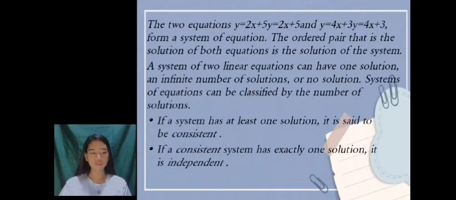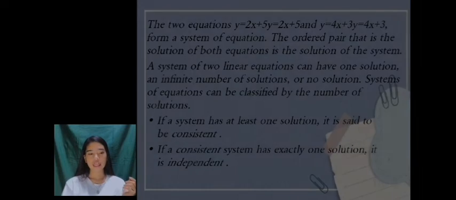First, if the system has at least one solution, it is said to be consistent. If a consistent system has one solution, it is independent. So now, in graphing linear equations, we have two kinds of graph: the inconsistent and the consistent. Then under the consistent, we have independent and dependent.